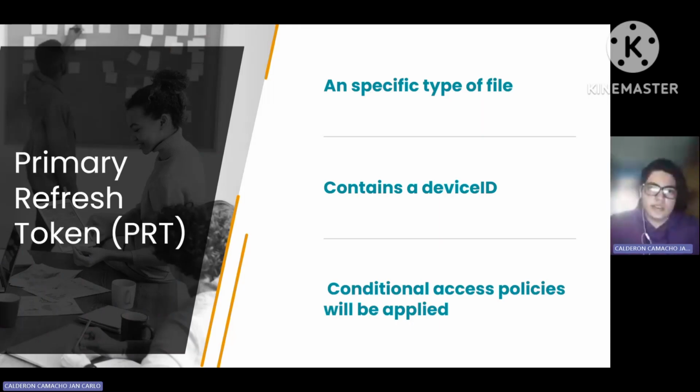To prove its identity, the device, once it's joined to Azure AD, will get a token called primary refresh token. A token is simply a specific type of file that contains text either in XML or JSON format, providing some important information about the entity that is authenticated. In this case, the PRT contains the device ID that will be presented to Azure, and Azure will check the ID and find it in the database to make sure the device is who it claims to be.